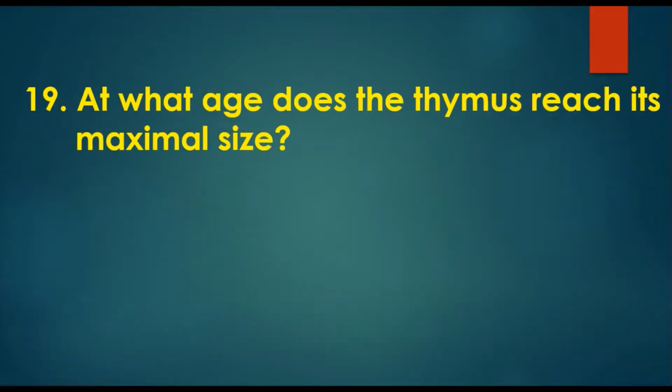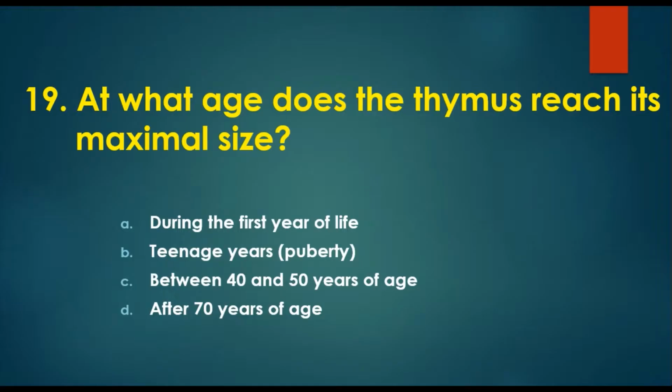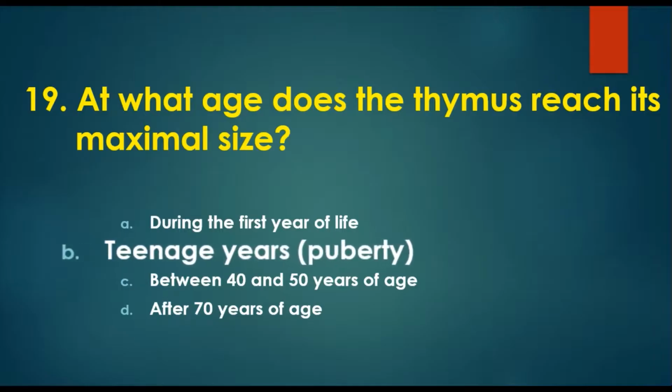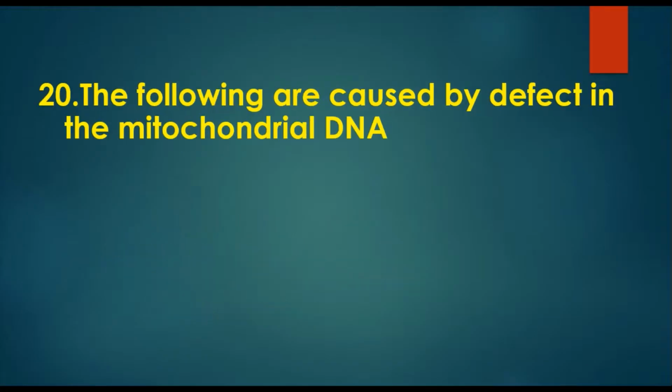Then coming to the 19th: at what age does the thymus reach its maximal size? Options are A, during the first year of life; B, teenage years, that is puberty; C, between 40 and 50 years of age; D, after 70 years of age. So the answer is that it reaches maximal size at puberty, and from there it starts involuting.